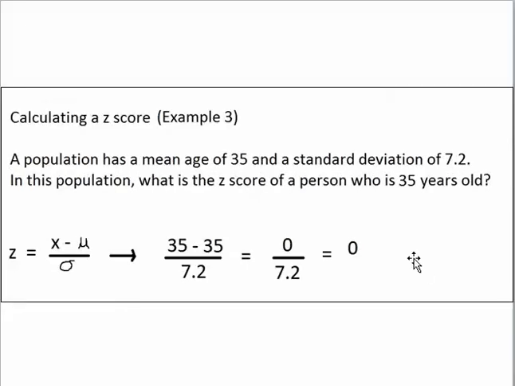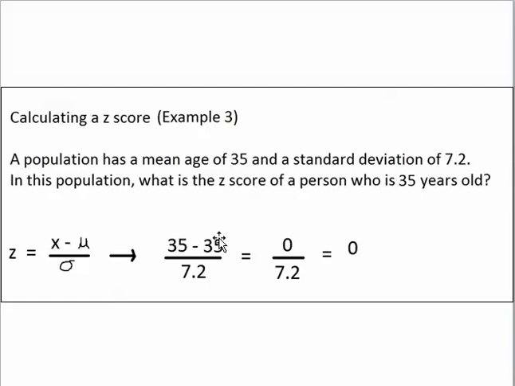Here's one more example. A population has a mean age of 35 and a standard deviation of 7.2. In this population, what's the z-score of a 35-year-old? Well, we already know that this is going to come out to 0 because we know that a person with a data value equal to the mean always has a z-score of 0. But let's use the formula just to show that it's true.